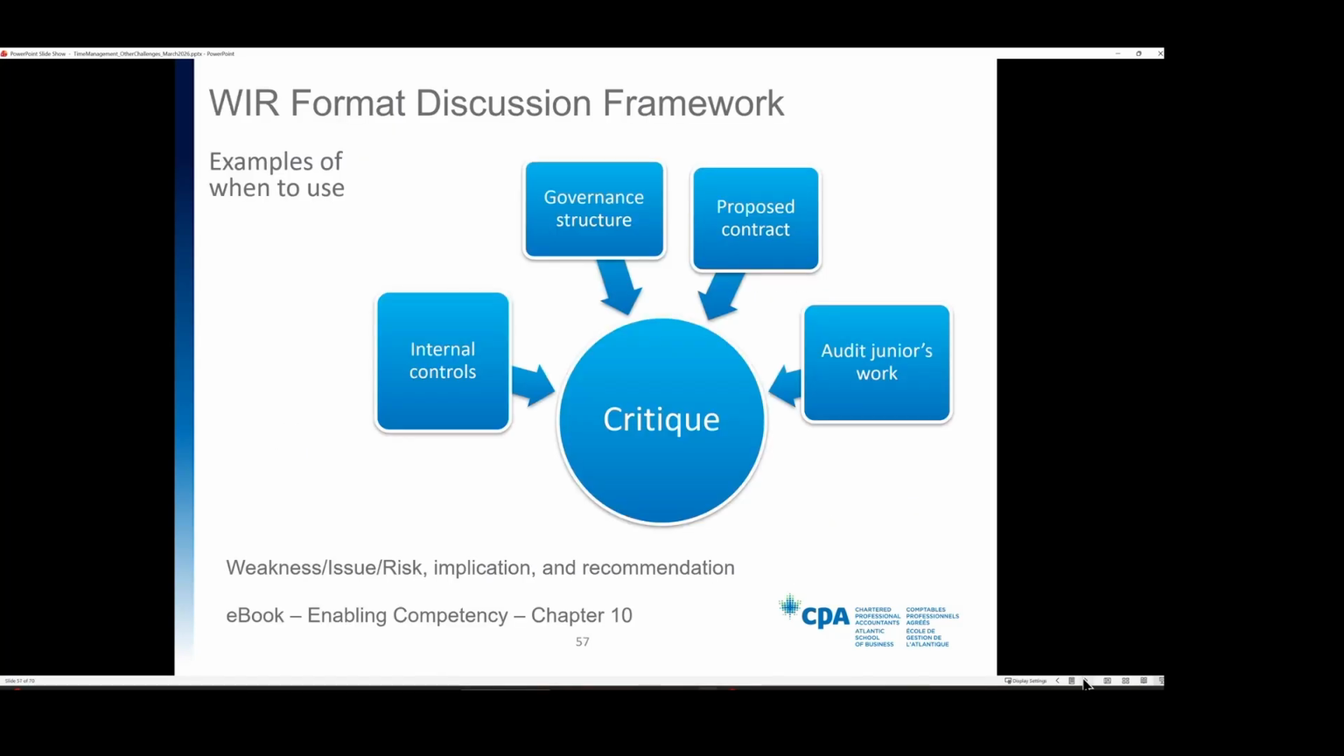WIR format. This is a great format. W stands for weakness or issue or risk, I for implication, R for recommendation. It's used in instances where you're asked to critique. So things like identifying internal controls, assessing the current governance structure, looking at the proposed terms of a contract, or assessing a junior auditor's work.